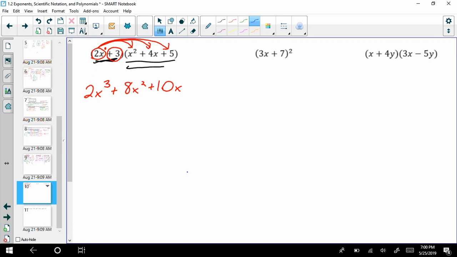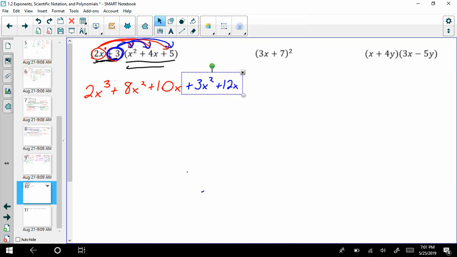Now I'm going to do the same thing for the 3. I'm going to distribute the 3. So 3 times x squared, 3 times 4x, and 3 times 5. The last step, just like what we did on the others, is to combine any like terms, and let's write it in standard form. So my highest guy is going to be 2x cubed, and there's nothing to combine it with.